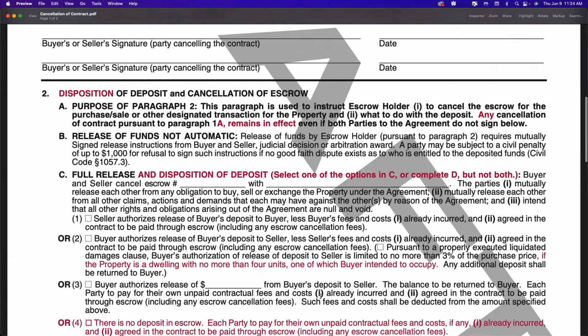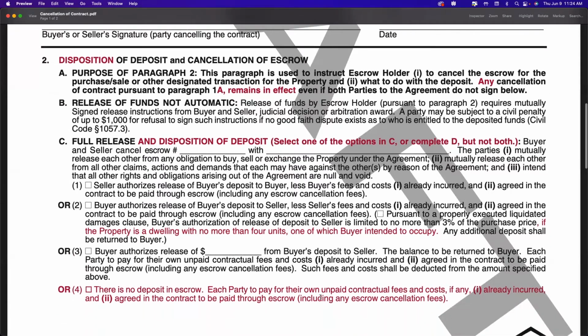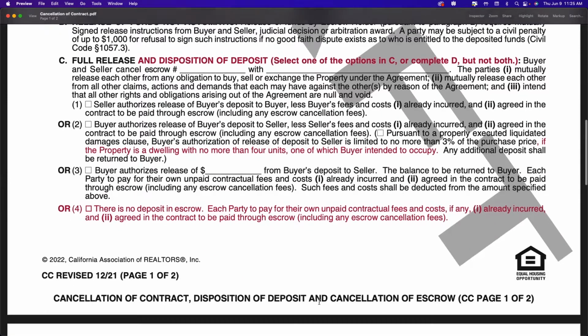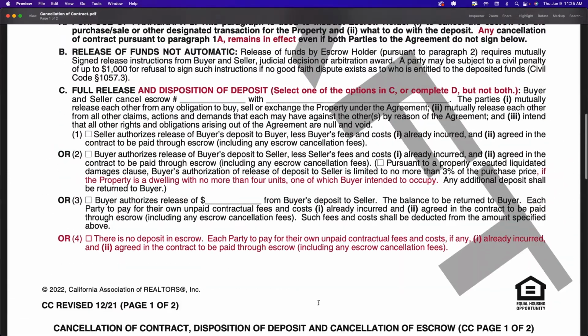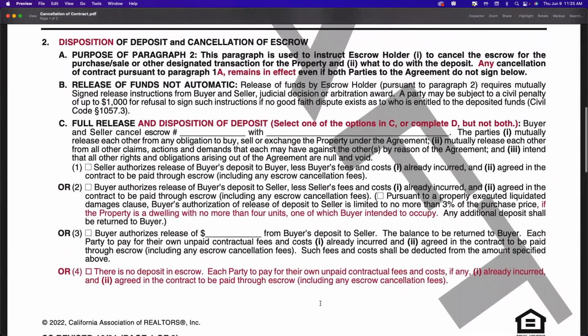Okay. So now here's the ways that the deposit can be released. A full release and disposition of the deposit. Select one of the options in C or D, but not both. You can only accept one of the options, okay? So we're going to go through those options. Both buyer and seller cancel escrow number with the escrow holder. So whatever your escrow number is is going to go here. Whoever the escrow holder is is going to go there. So whatever the escrow number is in Pacific Escrow goes here.